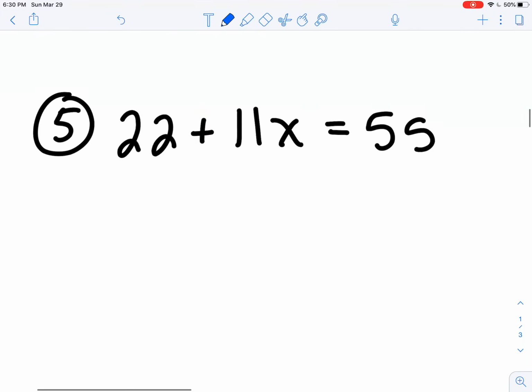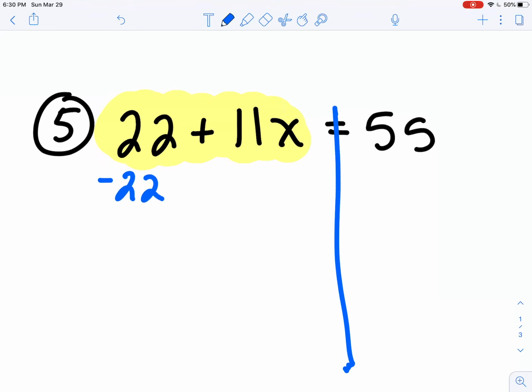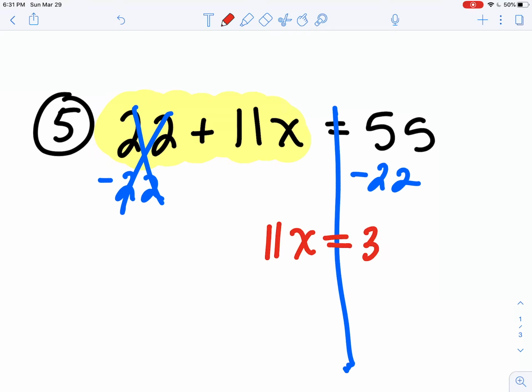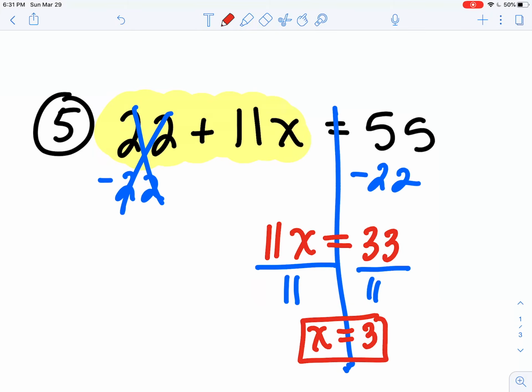Now number 5, this is where we get a little bit more difficult. Not really, because it's a two-step equation, but still. Notice how my variable was on the left side. I want to add or subtract the number without the letter, so I'm going to subtract 22 on both sides. It cancels on the left, and I drop down a positive 11x equals 55 minus 22 is 33. Then I need to get rid of that multiplication by 11, so I'm going to divide both sides by 11, and I get that x equals 3.